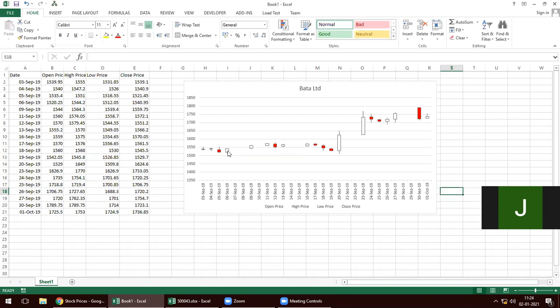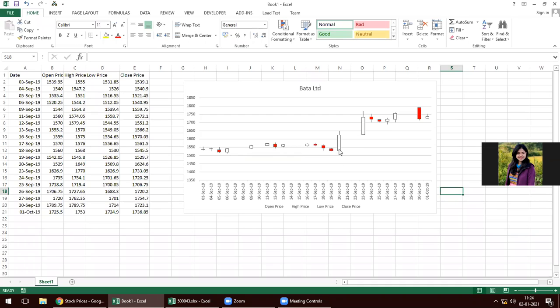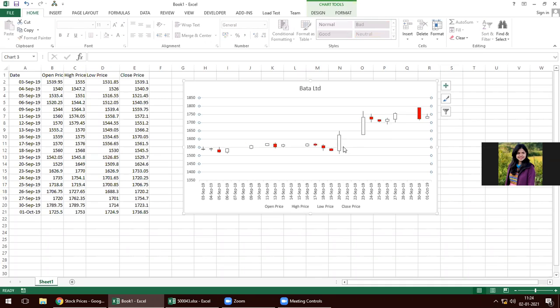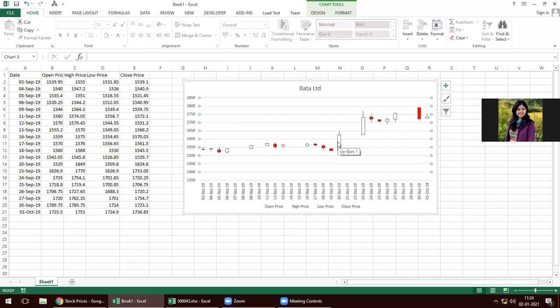So what does it mean? It shows slightly bullish, but not fully bullish. But you can see here another big one. There are two up bars. You can see one up bar on the date, click on that one, you can see this date, 28th September. Another up bar is on 23rd September.